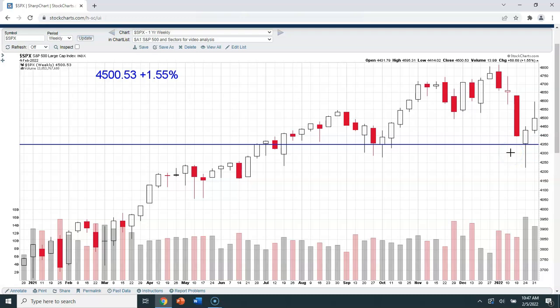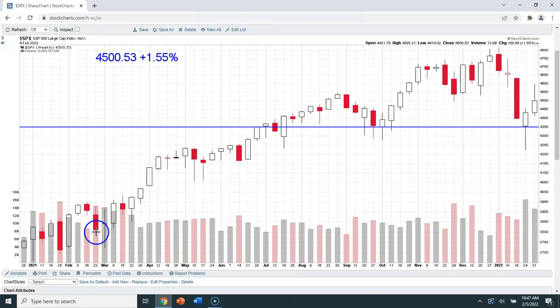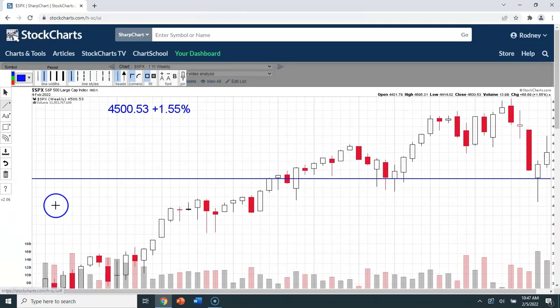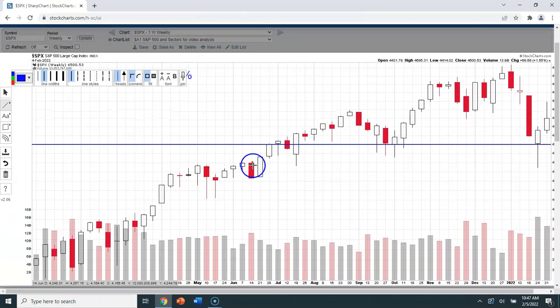So that does a couple of things for us. Number one, it tells us, hey, as long as this 4,350 level continues to hold up on a weekly closing basis, we're probably going to be okay. But it also tells us that if we start to see weekly closes below this 4,350 level, we've got a problem, all right?